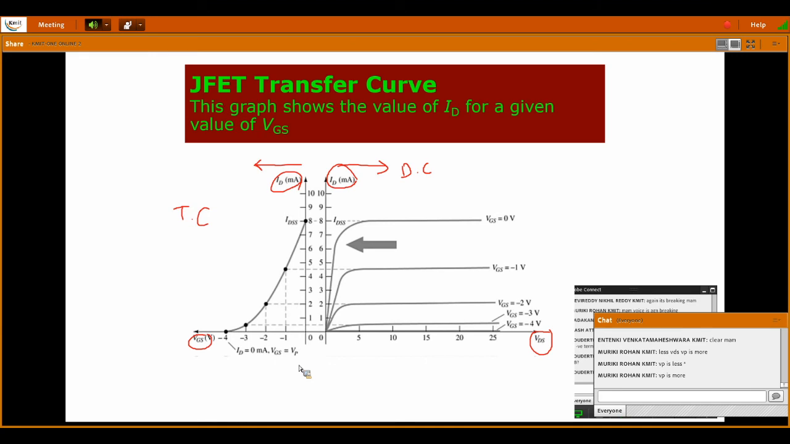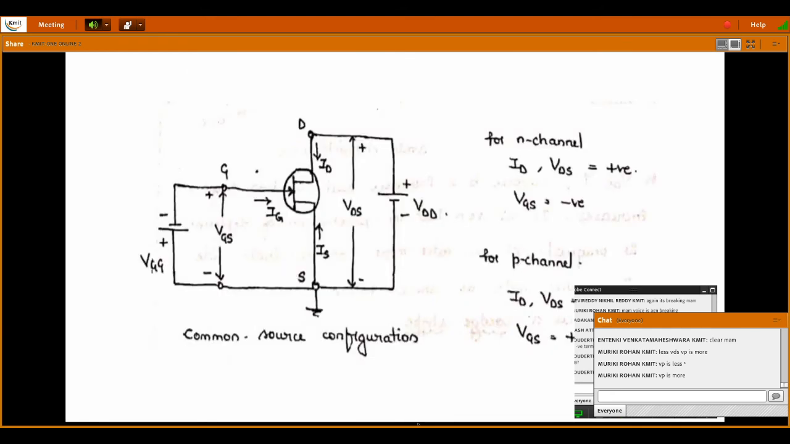When you define pinch off voltage with respect to VDS, then ID will be maximum. When you define pinch off voltage with respect to VGS, then ID will be equal to 0. You should be very clear with these two statements. So this is about the transfer characteristics and drain characteristics of JFET.